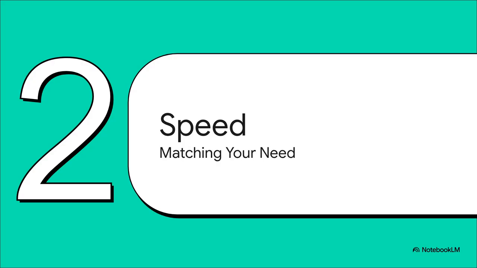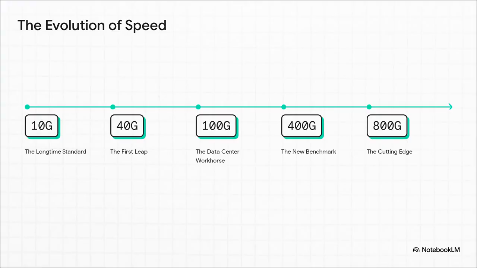Okay, first things first. The absolute first question you have to answer is, how fast are we going? The data rate isn't just a detail. It's the fundamental requirement that's going to guide every other choice you make. And you know, that need for speed is just constantly accelerating. I mean, for years, 10 gig was the king. Then we all leaped to 40 gig, which quickly gave way to 100 gig as the data center workhorse. And now, 400 gig is the new benchmark, with 800 gig right there on the cutting edge.